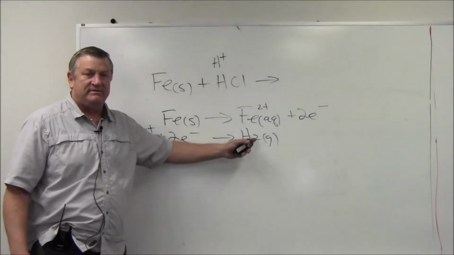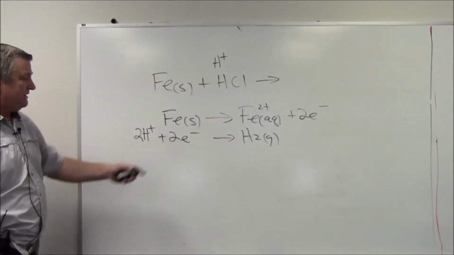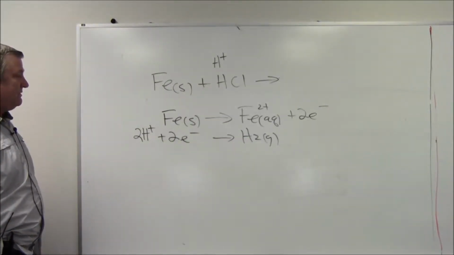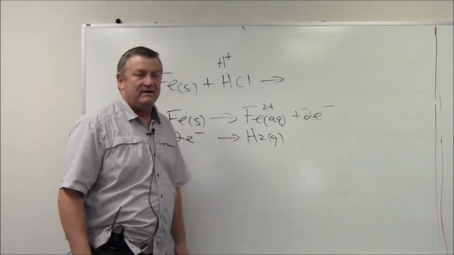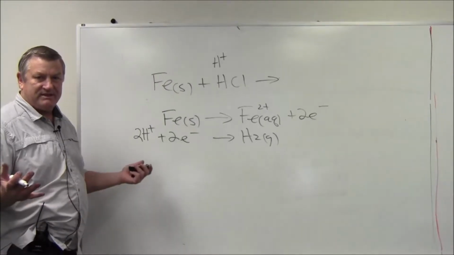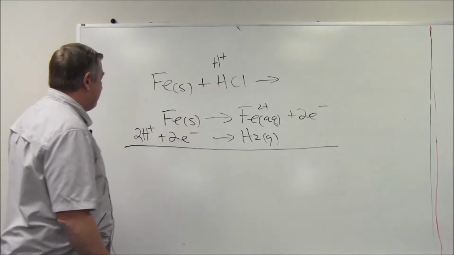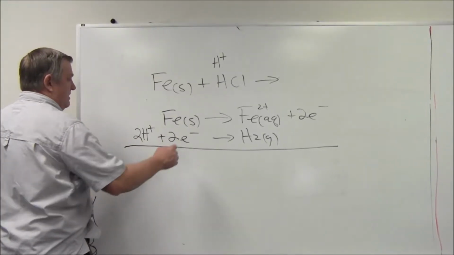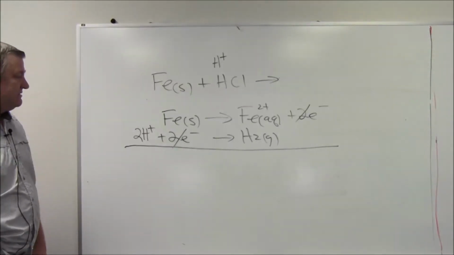H2 gas, elemental hydrogen is H2. So therefore we need 2 protons and 2 electrons. And we're lucky here because it's already 2 electrons lost and 2 electrons gained, so we don't need any multipliers. So we can add and we'll have the net ionic equation. And so we'll cancel 2 electrons from both sides. Algebra allows us to do that.